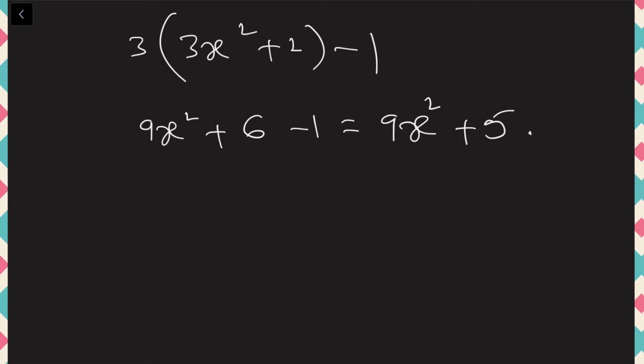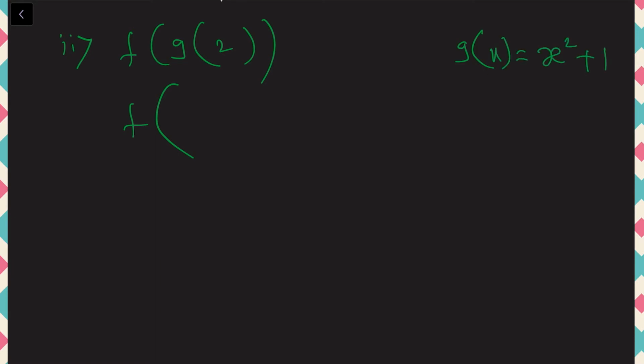Next, in this second bit is given as f of g of 2. So the value of f of g of 2, f of g of 2 we want. G of x function is given as x square plus 1. So now here in the place of x, we want g of 2 value. So substitute 2. 2 square plus 1. 2 square is 4, 4 plus 1 is 5.